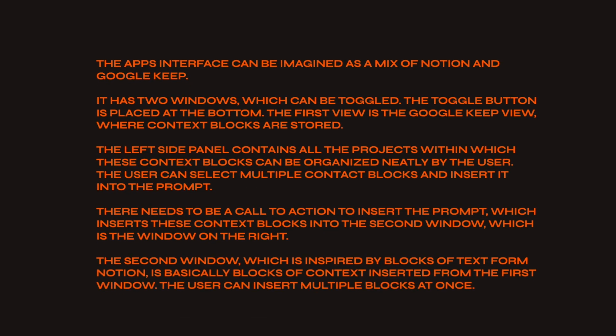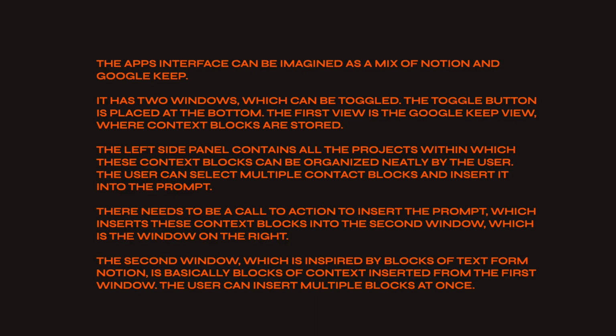The app's interface can be imagined as a mix of Notion and Google Keep. It has 2 windows which can be toggled. The toggle button is placed at the bottom. The first view is the Google Keep view where context blocks are stored. The left side panel contains all the projects within which these context blocks can be organized neatly by the user. The user can select multiple context blocks and insert it into the prompt.